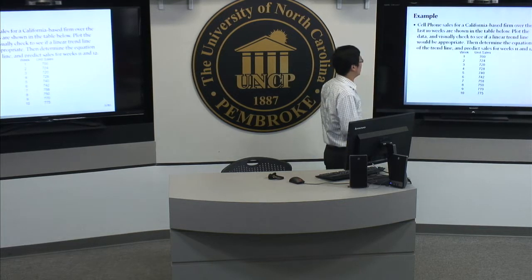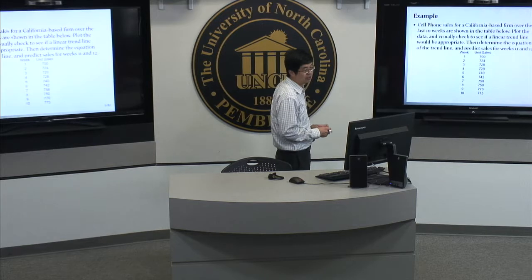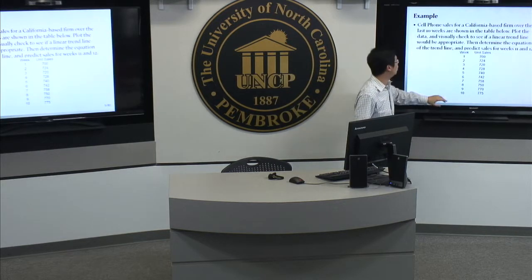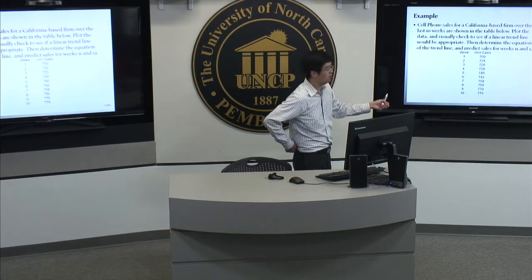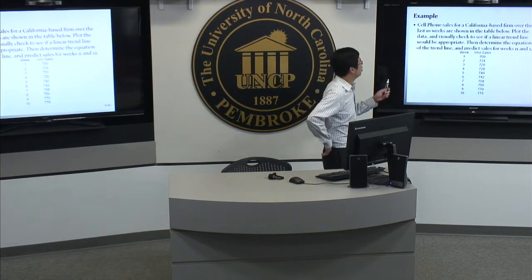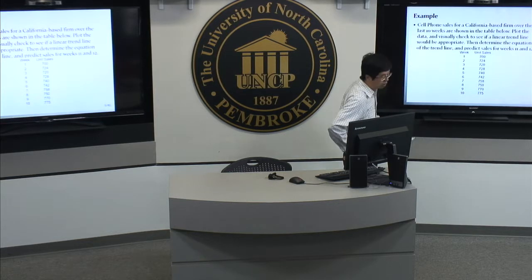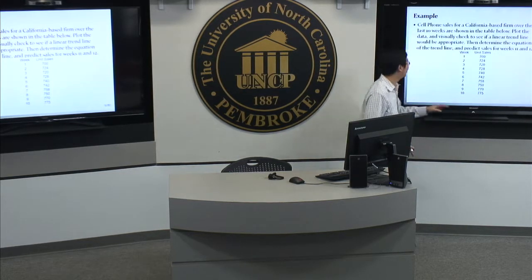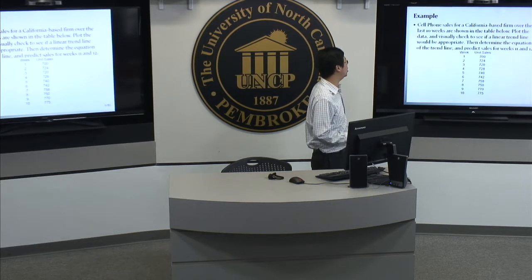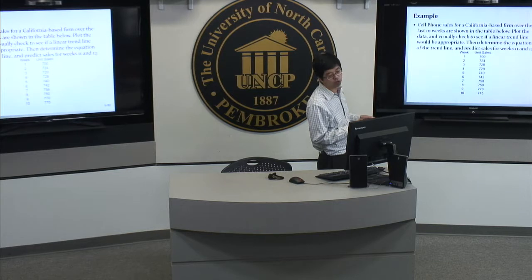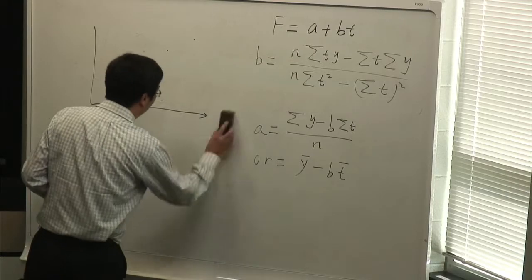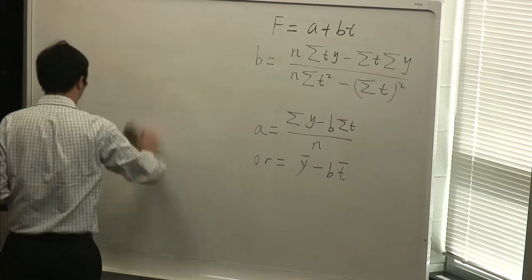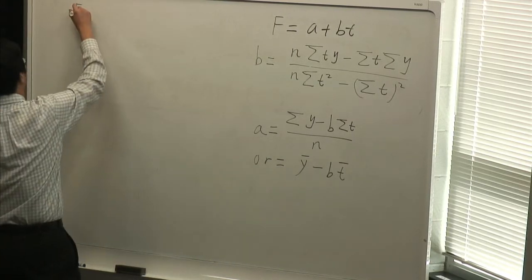Cell phone sales for a California-based firm over the last 10 weeks are shown in the table below. Plot the data. I waive this requirement for you. You don't need to plot the data and check whether a linear trend would be appropriate. I can tell you it is appropriate. Then determine the equation of the trend line and predict sales for weeks 11 and 12. That means our objective is F11 and F12. So that's what we want to get.